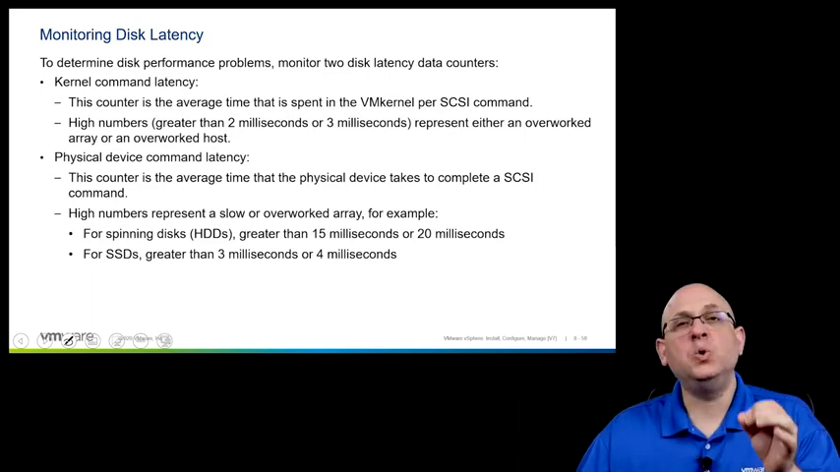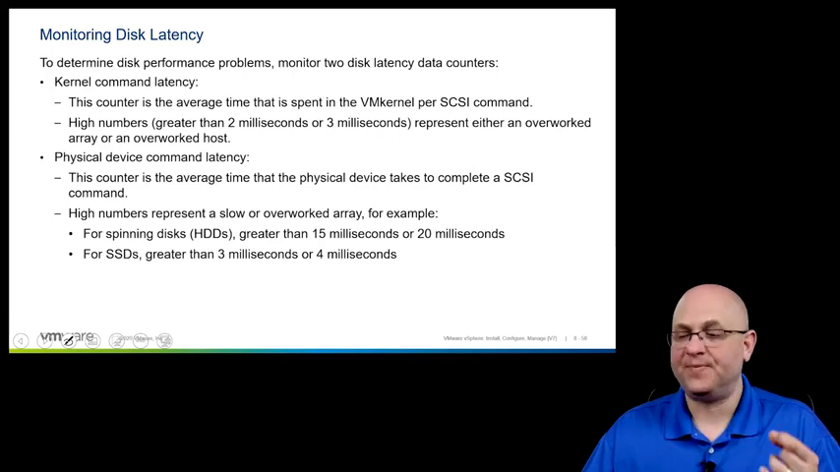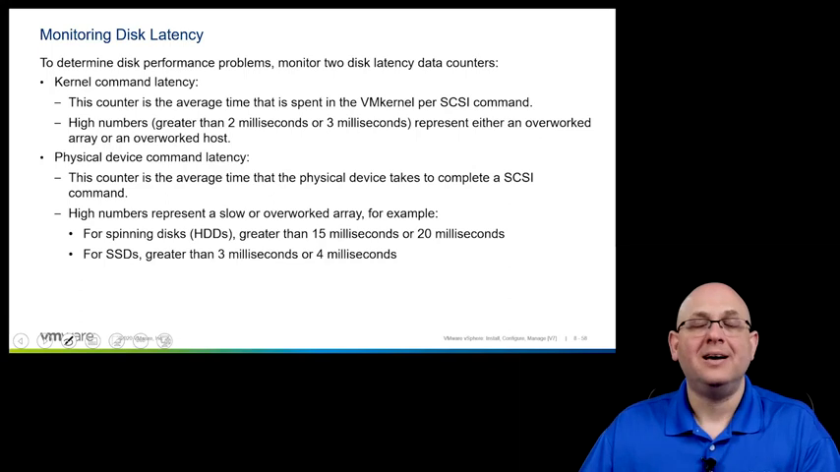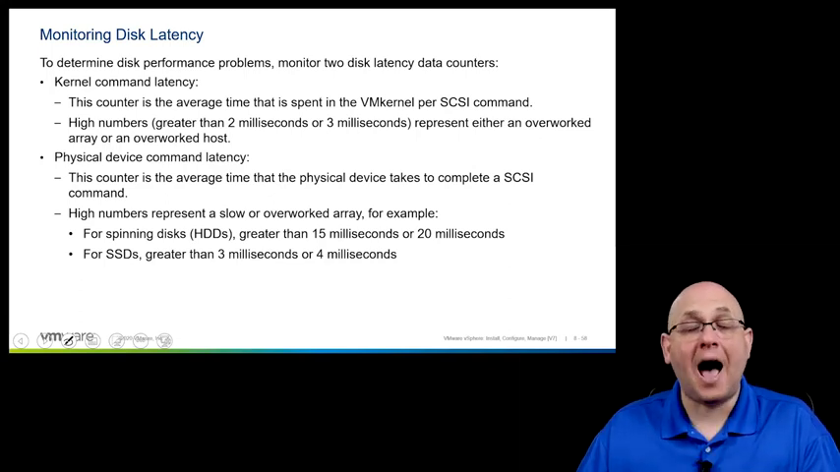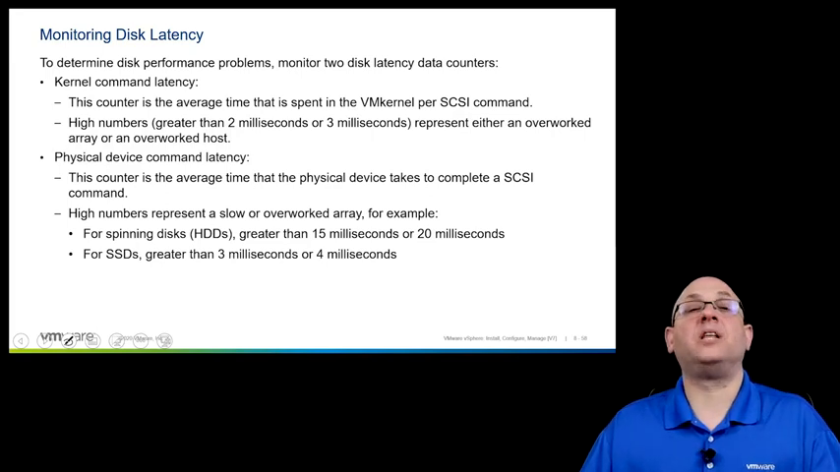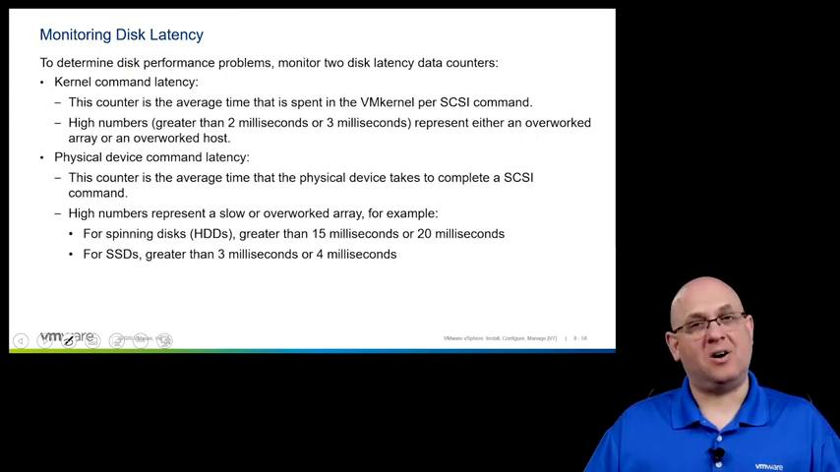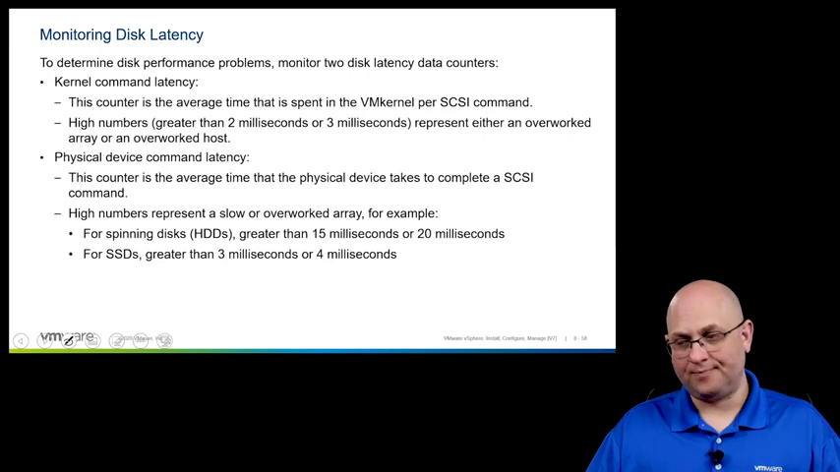Now, there are two different important metrics around latency. The first one is kernel command latency. How long does it take ESXi to execute a SCSI command? ESXi obviously relies on CPU to do these sorts of things. If CPU utilization is too high, then ESXi is going to have a hard time executing SCSI commands.